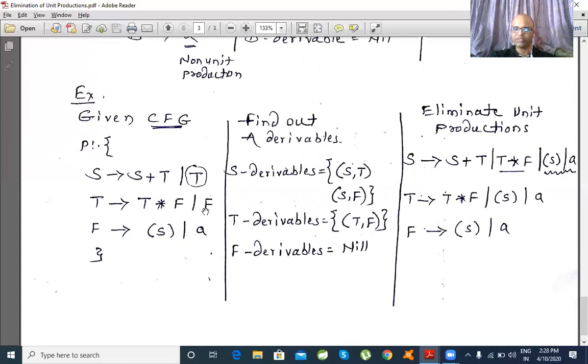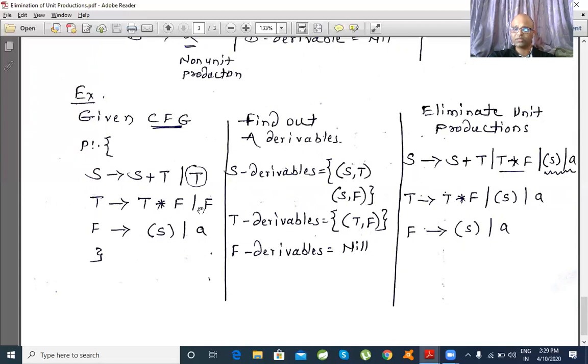Okay, F is a unit production. So in that context, and S and F both are not same, I need to add this second pair, which is saying F is also S derivable. So just keep track of whether F contains any particular non-terminal. If we don't find one, the sequence has to be terminated there itself. So for S derivables, we have these two elements.